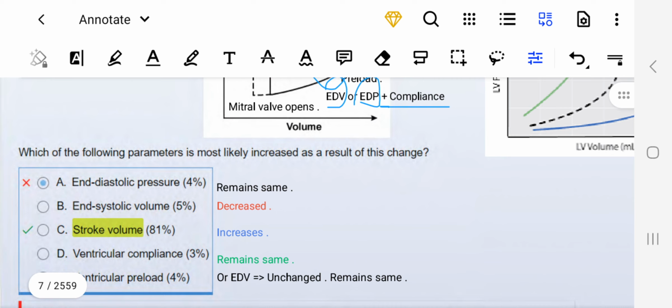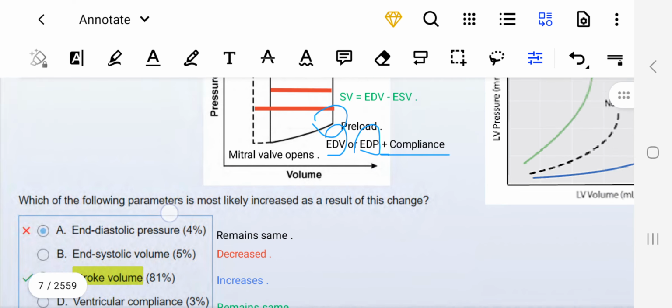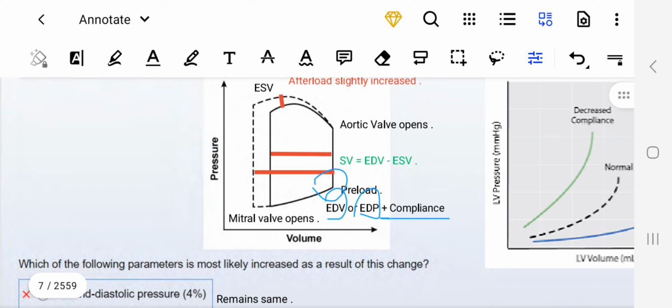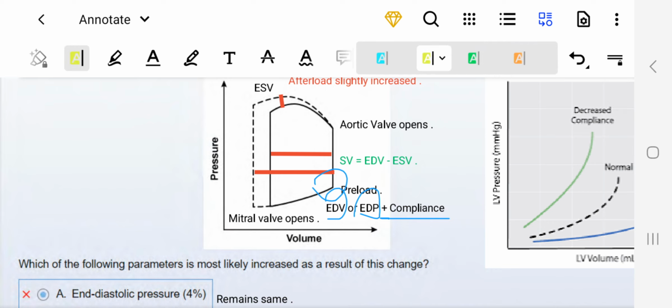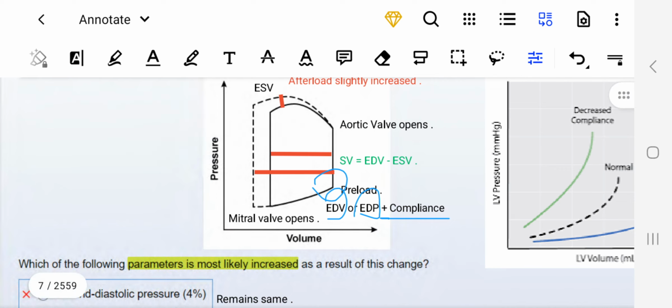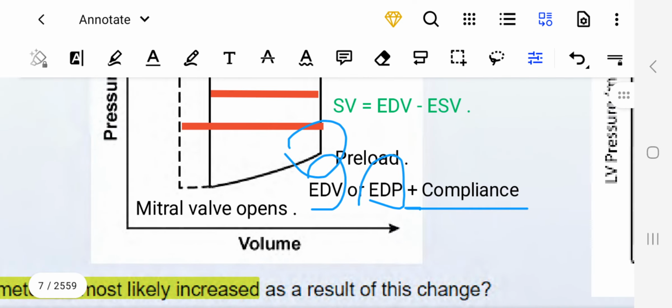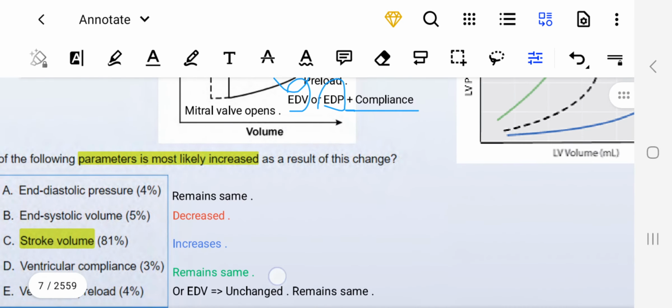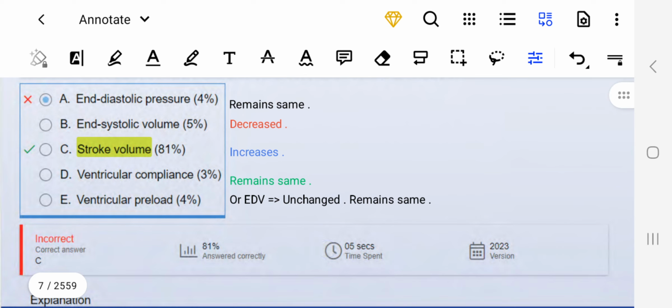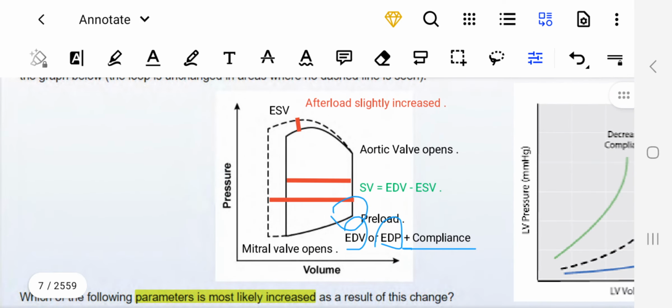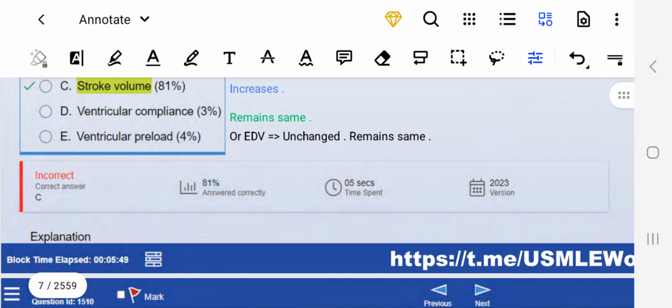Okay. Why not option B, end systolic volume? End systolic volume has decreased, right? They are asking about a parameter most likely increased, but here end systolic volume is decreased, so this option is incorrect. We talked about stroke volume, which is increased. Ventricular compliance, we talked about this will remain the same, right? Preload, we talked about it is represented by the same place of point 1. This is also the same, right?